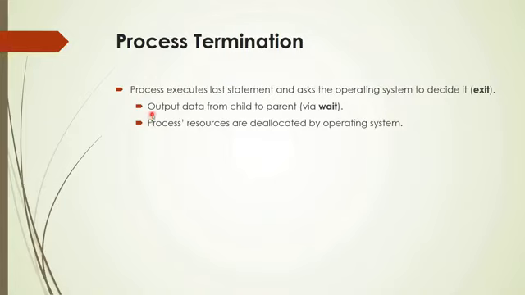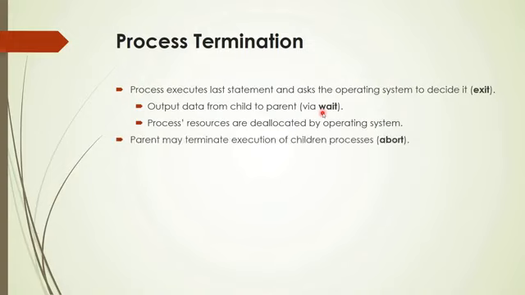Also, the output data from the child is sent to the parent if the parent is using the wait system call. So the process termination may take place where the child may output some data which will be sent to the parent via the wait system call. So this is the first way of process termination.